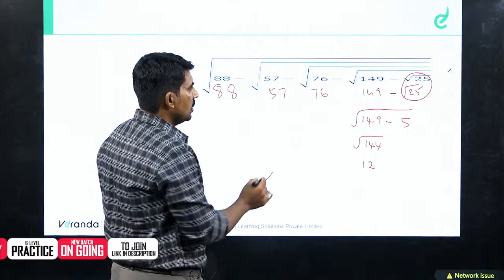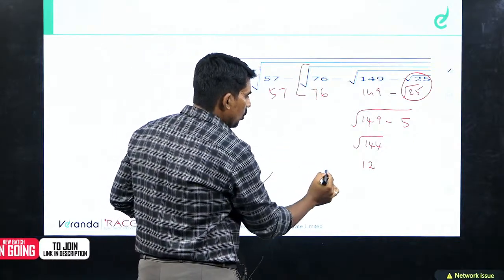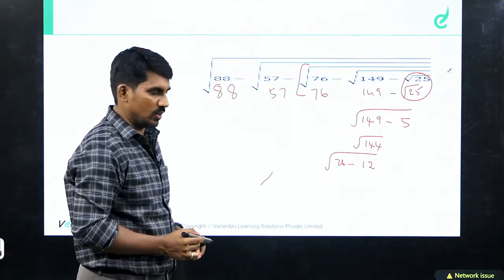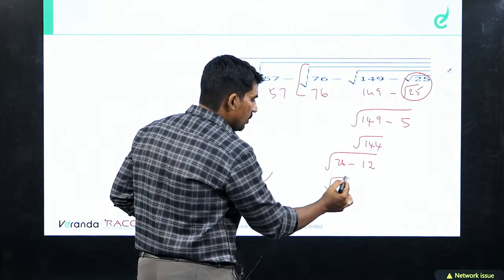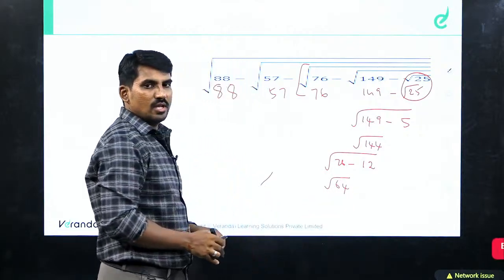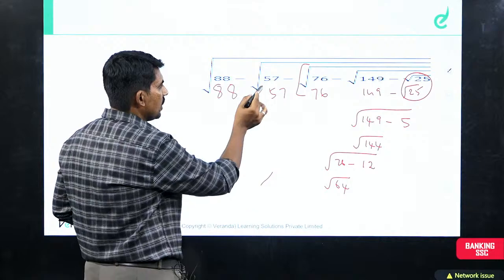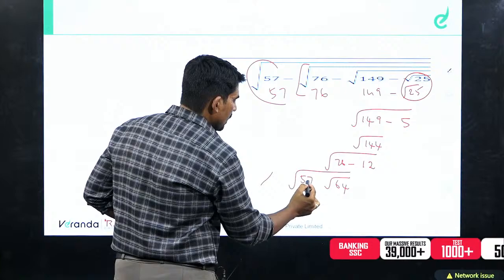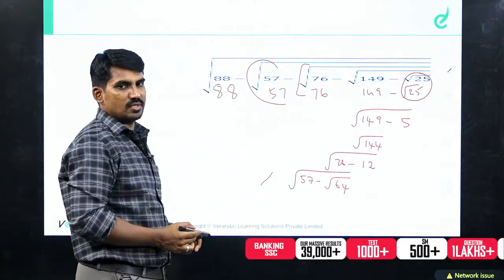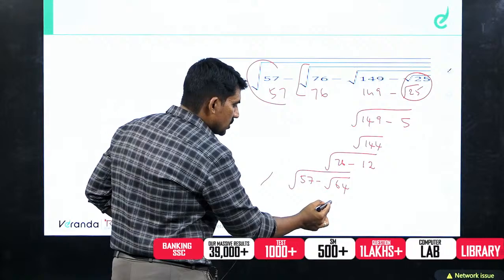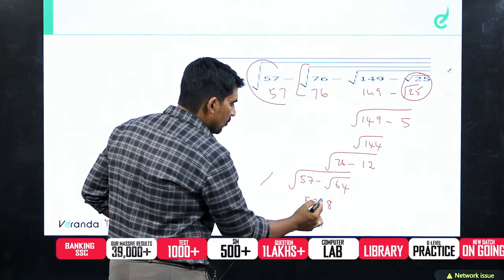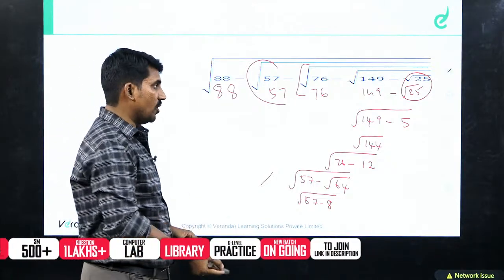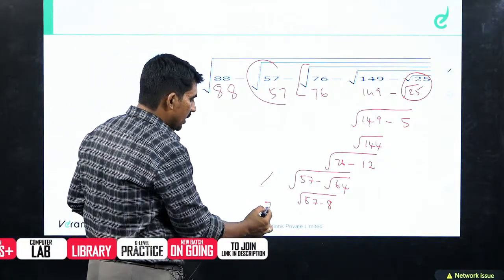12, right? Therefore, now take root of 76 minus 12. 76 minus 12, what is the value? 64. Now take root of 57 minus root of 64. Instead of root 64, shall we take 8? Therefore, we are getting 57 minus 8. 57 minus 8, what is the number? 49, root 49. Therefore, finally we are having a number 7.